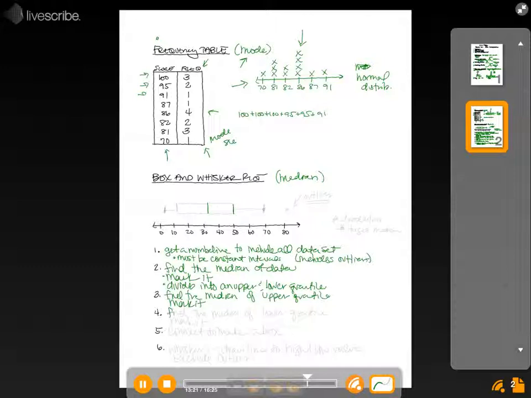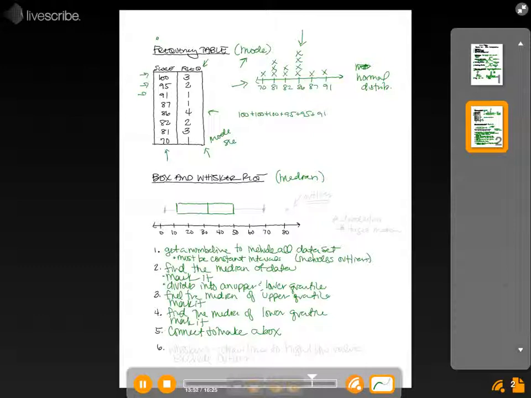Step 4 is to find the median of the lower quartile. Let's say it was at 11. So now we have 3 marks. And once we have our 3 marks, we're going to connect them to make a box. That's the box part of the box and whisker.